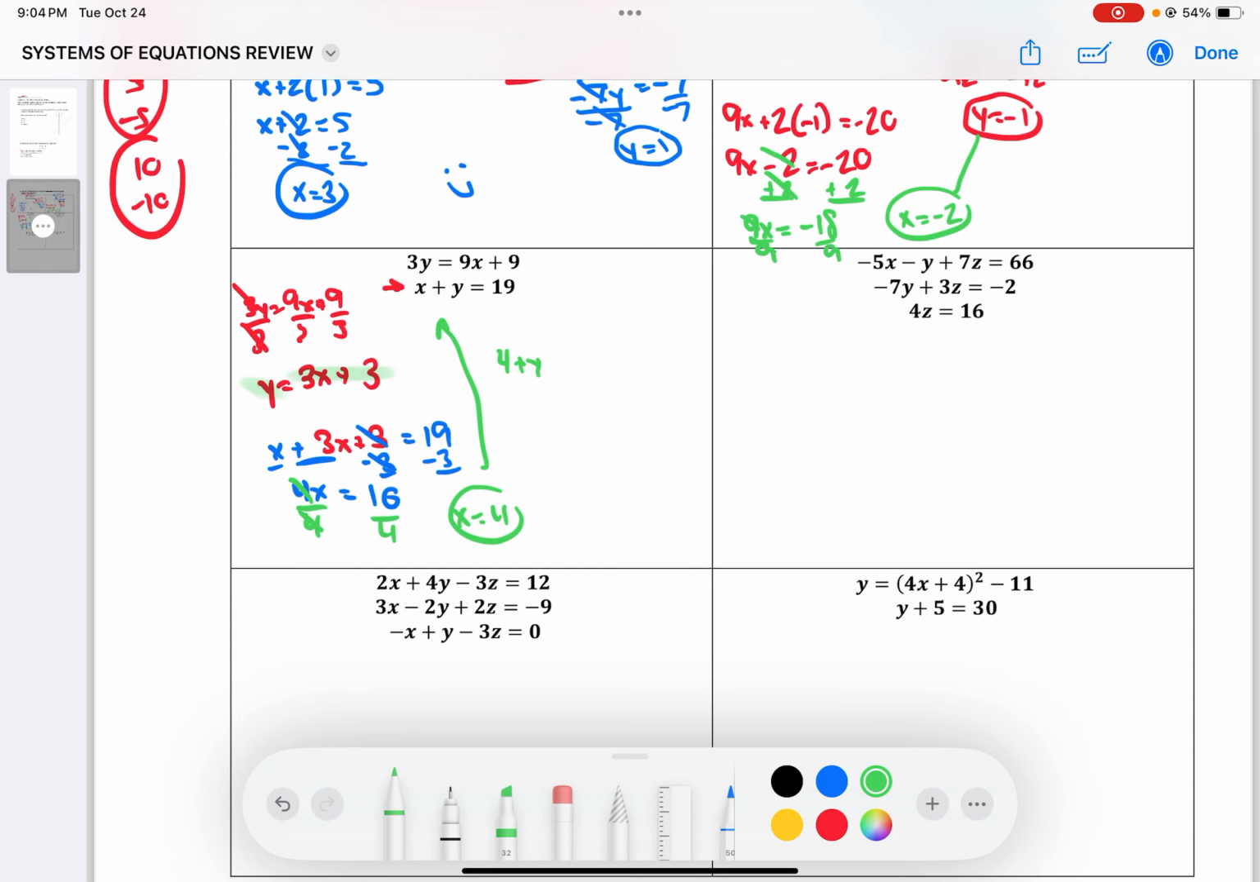4 plus y is 19. So y obviously has to be 15, right? Because 15 plus 4 is 19, right? That's the only way that works. And now we are halfway done.